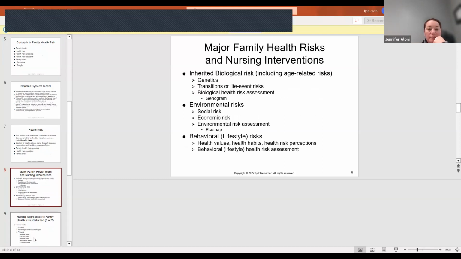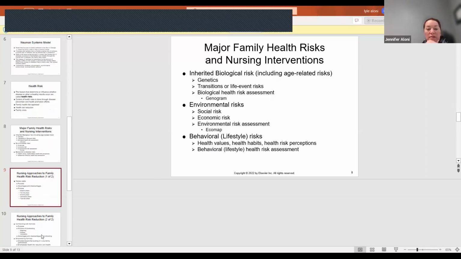Most of our major family health risks in nursing intervention, we have our inherited biological risks. So as we get older, we have some things that we're more likely to get: our genetics, transition, and our genogram. That's when we're going to look at the genetics of our families and see who has what and how that will impact us. We look at our environmental risks, or social, economical, and environmental risk assessment. They worked on an eco map in that video, and it's really what are the factors in our environment that are impacting us. And then we have our behavioral lifestyle risks. So we know things like smoking, drinking, things like that.